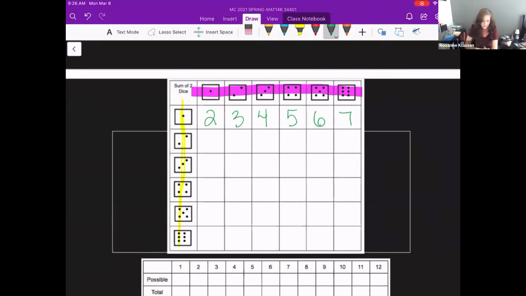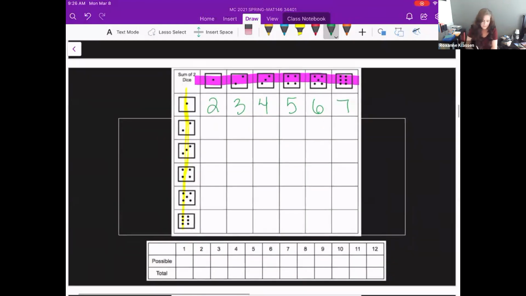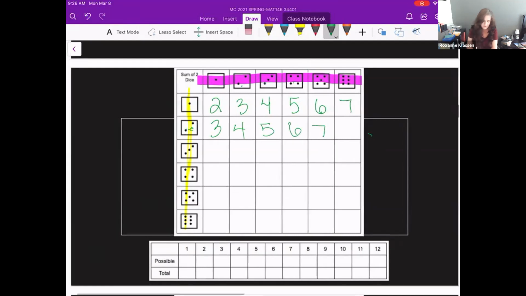Okay, so let's fill in the rest of these. And then you'll see where I got those numbers from on the other slide. So if we go across the second row, 2 plus 1 is 3. 2 plus 2 is 4. 2 plus 3 is 5. 2 plus 4 is 6. 2 plus 5 is 7. And 2 plus 6 is 8. Everybody okay with that?